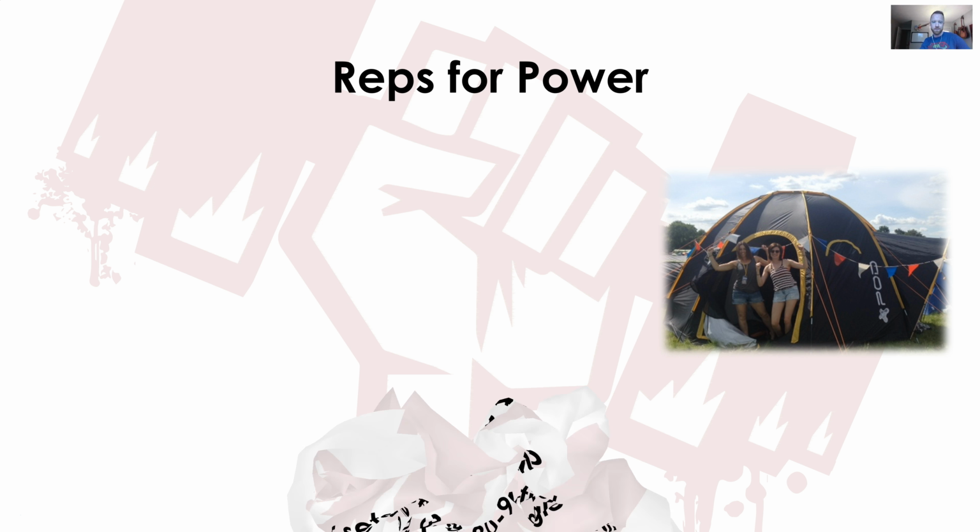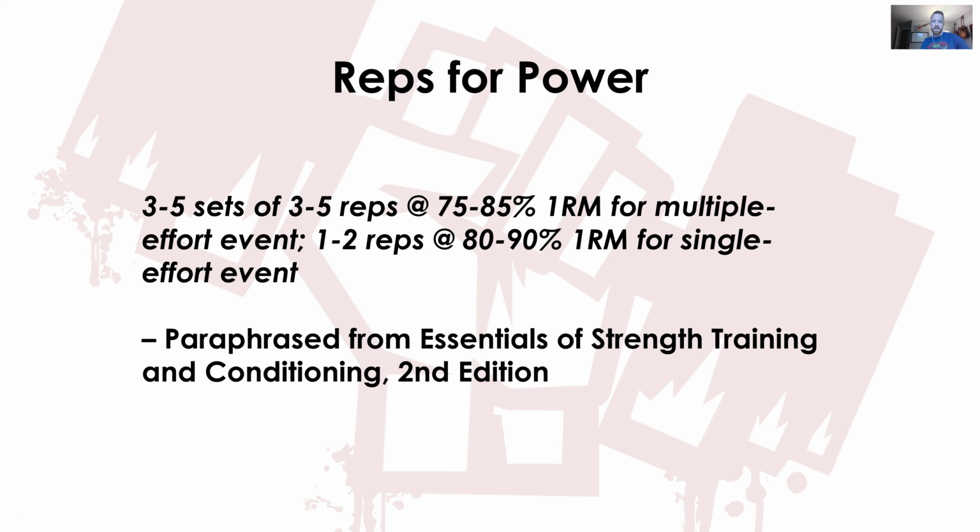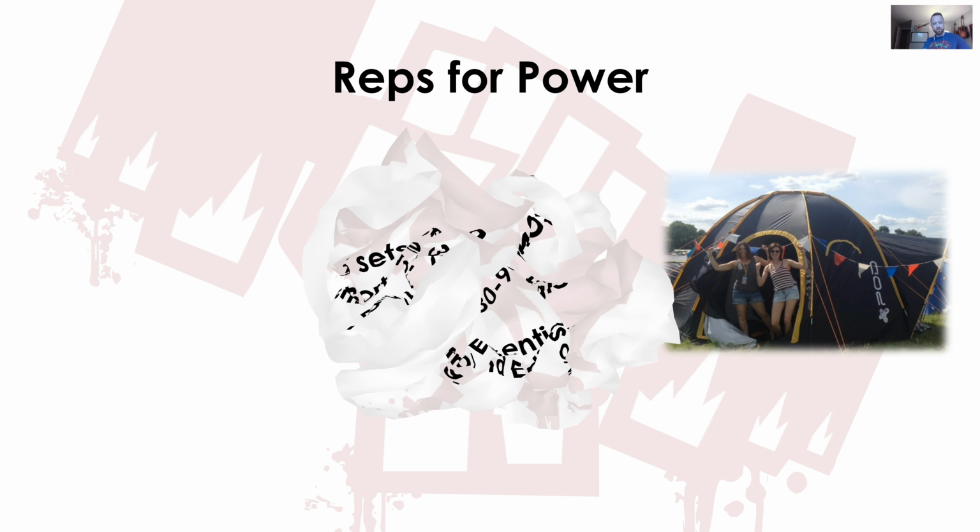We think about the intention. Let's go back for 1 second. The intention really is 3 to 5 sets of 3 to 5 reps at 75 to 85% of 1 rep max for multiple effort events. It means that it's heavy-ish, right? 75 to 85% 1 rep max. It's heavy-ish. It's not maximal loads. So, their intention is that you can still move things pretty fast in those loads, right? 1 to 2 reps at 80 to 90% 1 rep max for single effort event. If our reps go higher, or if our weight goes higher, our reps got to come down so that we can still be explosive with those movements. Okay, I get that intention.